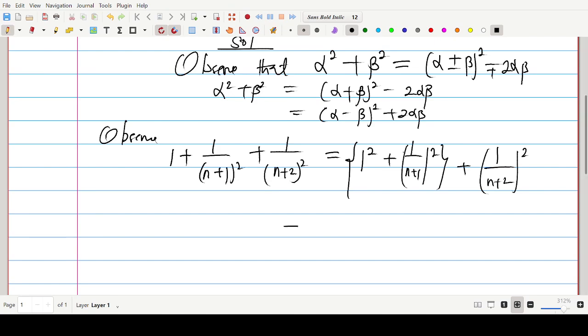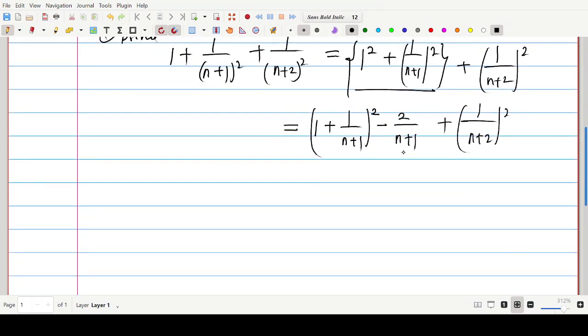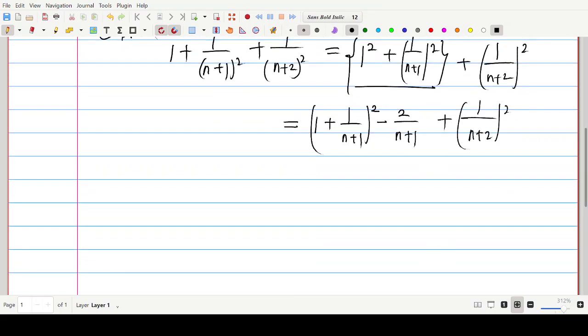This is equal to, now we are not transforming this alone, this over here. So we have 1 plus 1 over n plus 1 all squared minus 2 over n plus 1. So we are done with transforming this particular expression. Then we can add up this next term. Now, first of all, let's simplify the first term.